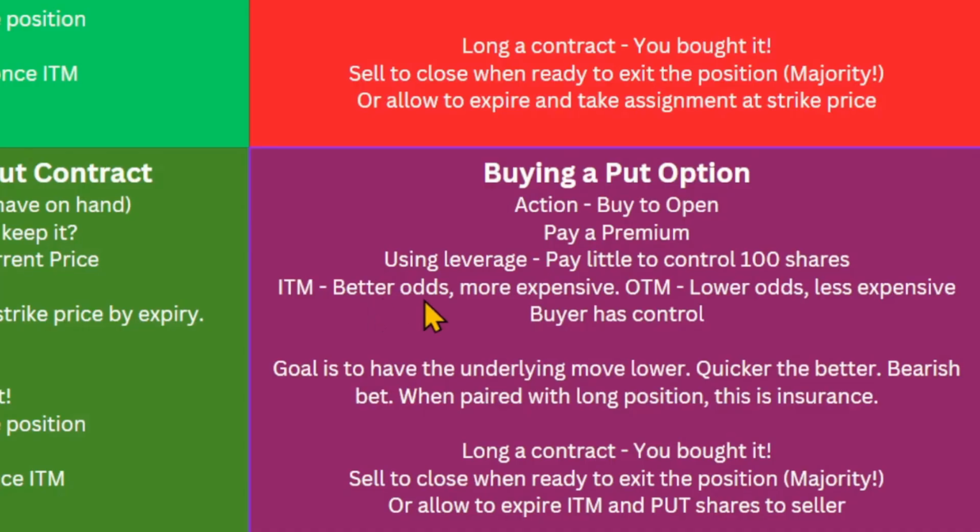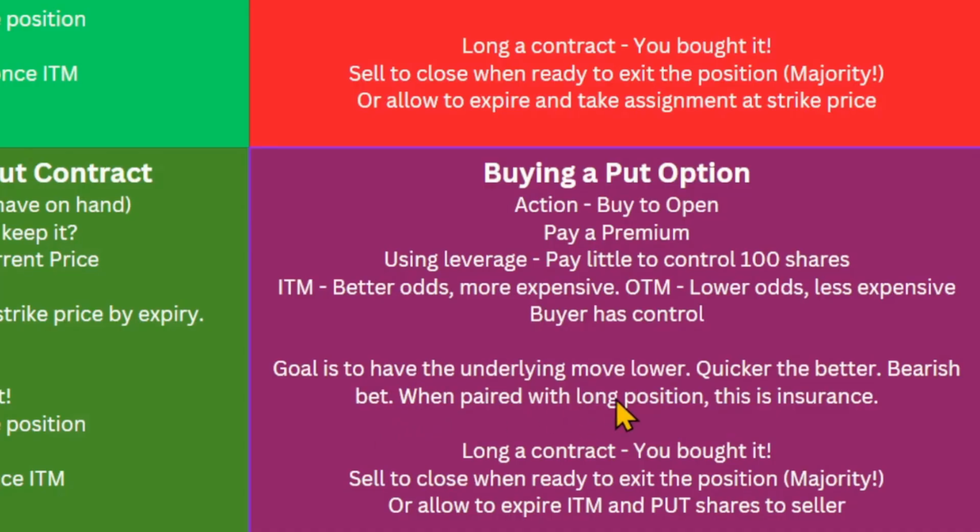Okay, so the buyer has control of the option. As the buyer, you have the right but not the obligation to exercise this put contract. That's your right. That's one of the things you're getting when you pay a premium for this. So now the goal of this put contract is to have the underlying move lower, right? The quicker the better. It's a bearish bet. I think stock XYZ is going in the toilet. It's a terrible stock. It's going to go down. I'm going to buy a put option and make a bunch of money.